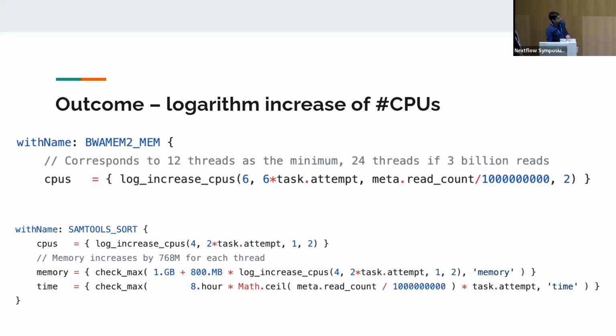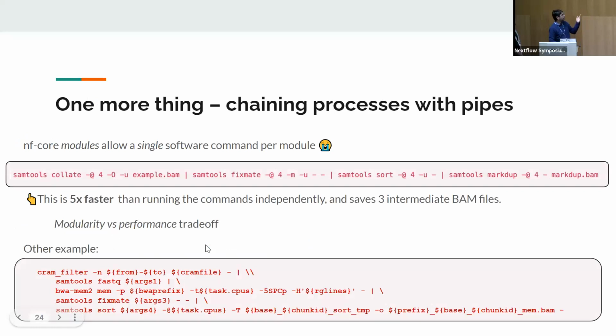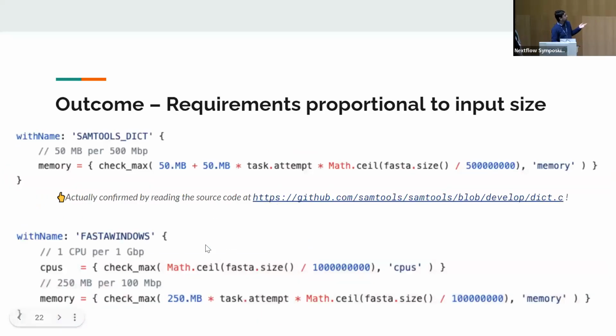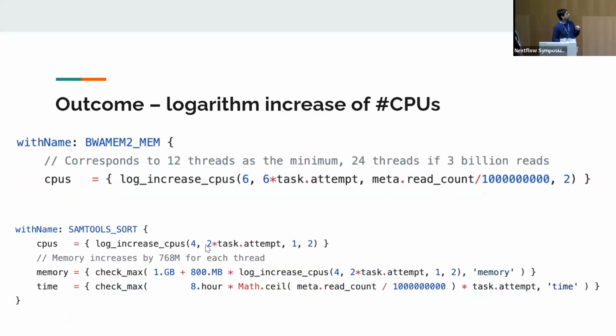That's what I'm trying to do here with BWA-MEM. But then there could be a link with memory. Oops, sample sort. Where is it? Yeah, it needs 768 megs of RAM per thread. So wherever I define here the number of CPUs, I need to add that here as memory as well. We need to think about how those things are linked together.